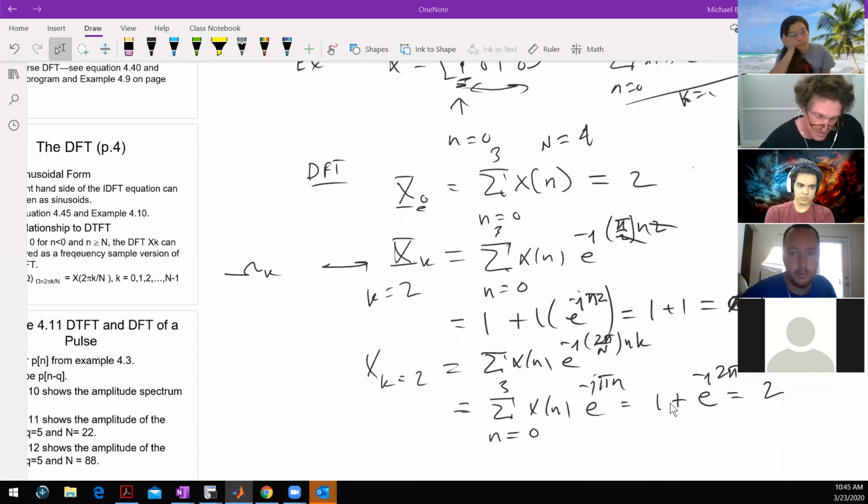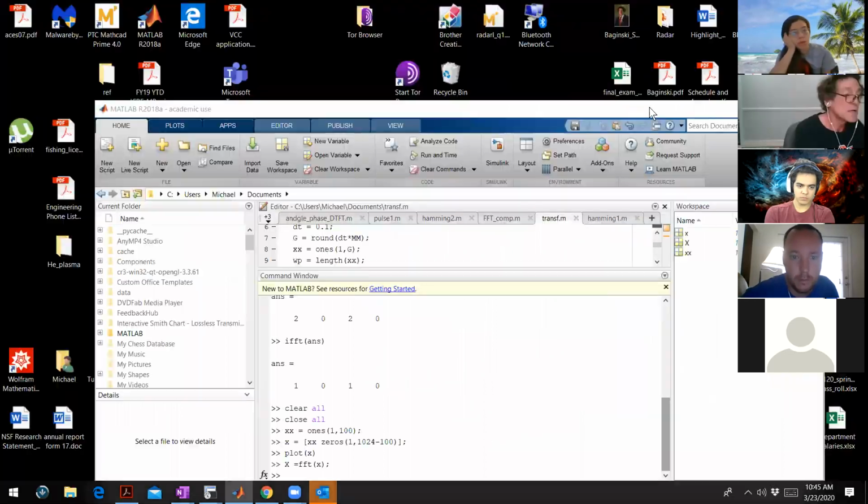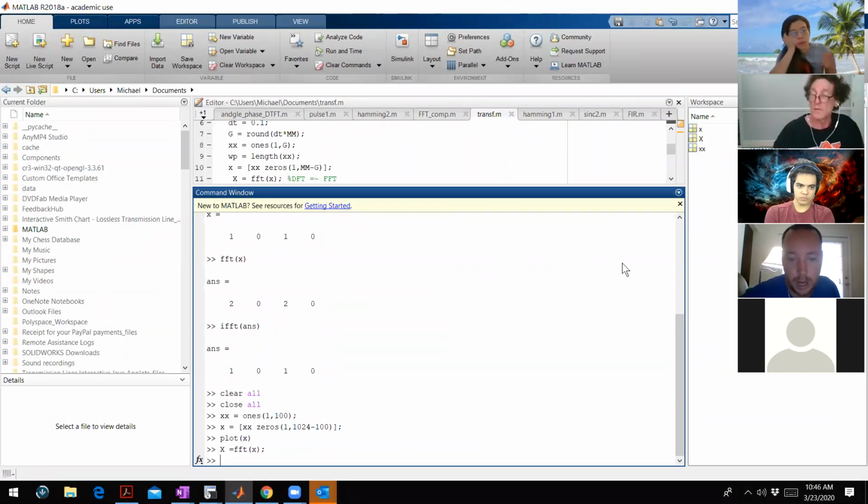Can you all see a MATLAB window? No. Oh, now we can. Yeah, we can see it. I think you're having lag issues. Yeah, that's normal. The network's probably having trouble.